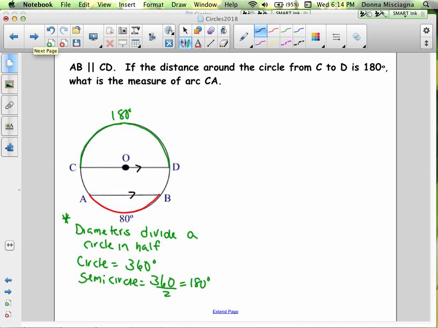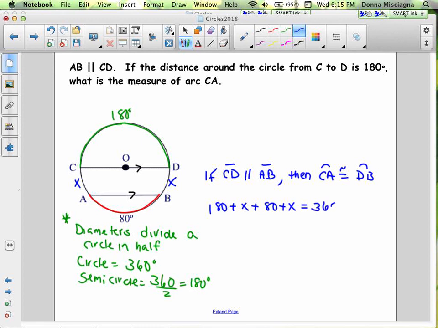If those two chords are parallel, that means that, if CD is parallel to AB, then arc CA has to be congruent to arc DB. Right? If these two are parallel, they're going to cut exactly the same amount from the circle. So if those two are congruent, I could call this one X and I could call this one X. And notice that together, 180 plus X plus 80 plus X equals the whole circle. And a circle is 360 degrees.